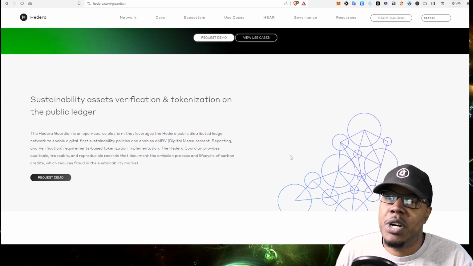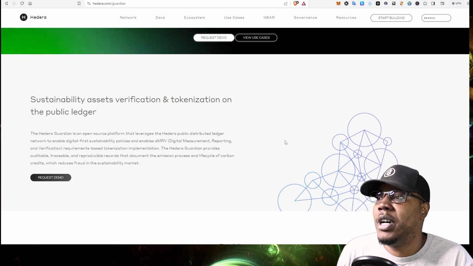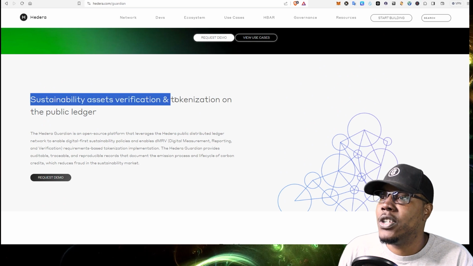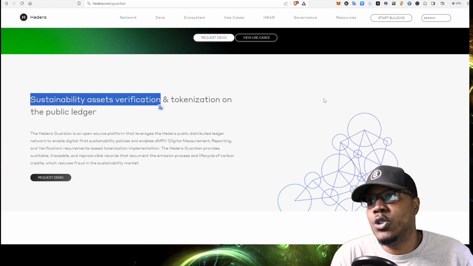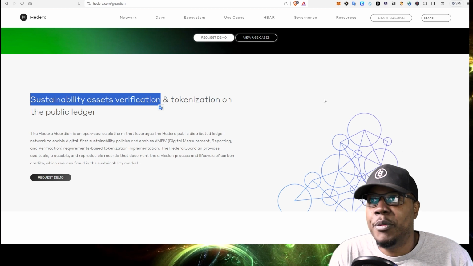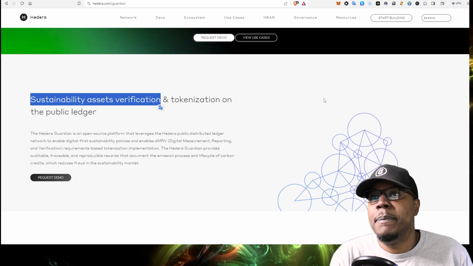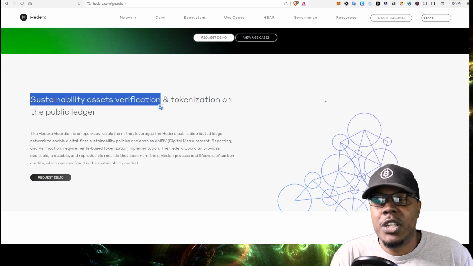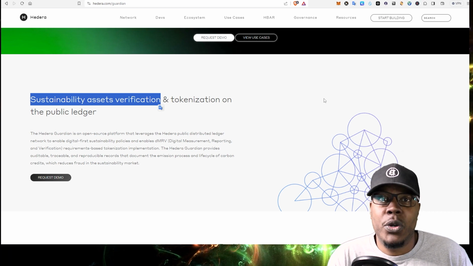Also, this right here is one of the reasons why I'm big on Hbar, which is the sustainability, assets verification, and tokenization on a public ledger. This is very interesting because the sustainability sector has a bunch of problems with verification. The sustainability sector is going to be one of the biggest growing ecosystems. There's going to be AI, there's going to be a lot of things, so I can't even say the biggest, but companies and governments everywhere have put forth proposals to try to go in a more sustainable way of living for the human people.